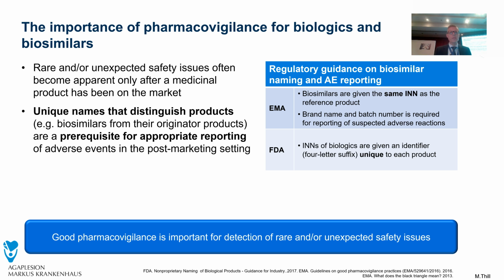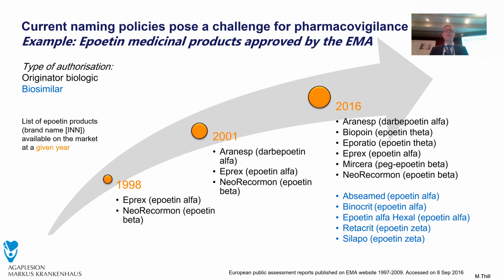So, naming of biosimilars: we have recommendations by the EMA and by the FDA, but in the end, pharmacovigilance is important for detection of rare and unexpected safety issues, and we have to have unique names for a proper distinguishing of the different products. And this is really a challenge when you see what the current naming policy has been over the last decades.